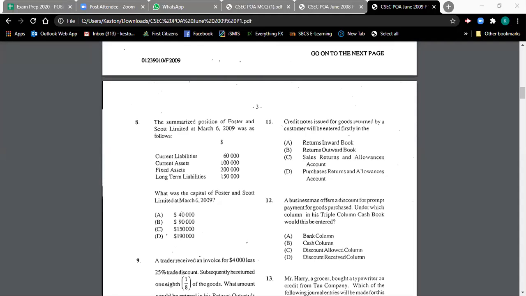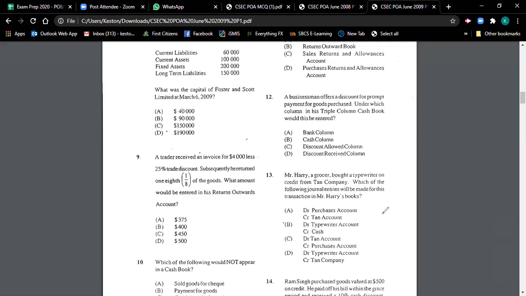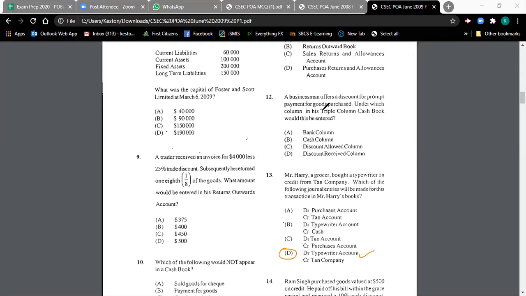13. Mr. Harry Ogrusa bought a typewriter on credit from Tan Company. Which of the following journal entries will be made for this transaction in Mr. Harry's books? D. That's right. Debit the typewriter account, credit Tan Company.